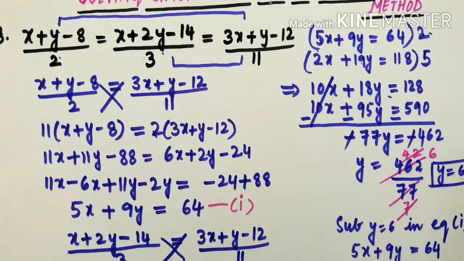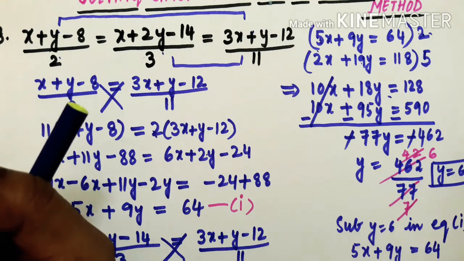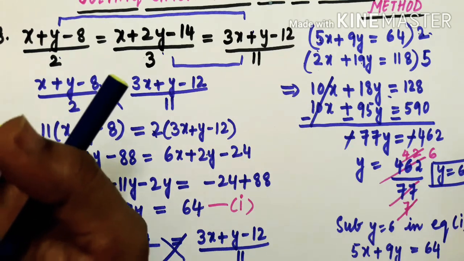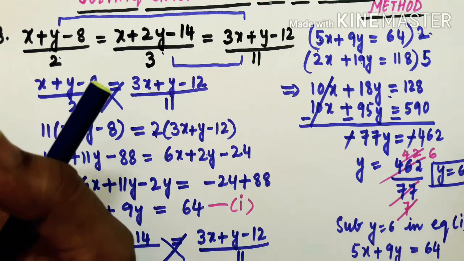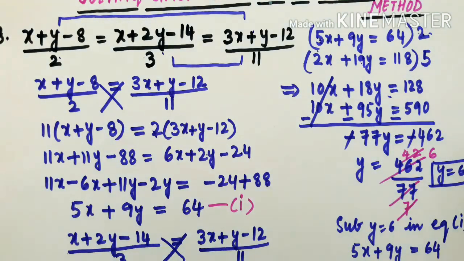Here one more thing you have to see: whatever equation you got, if numerically equal coefficients are opposite in sign, then what you have to do here, if opposite signs are there, then directly you can cancel. Okay, so this is how you are doing the elimination method.